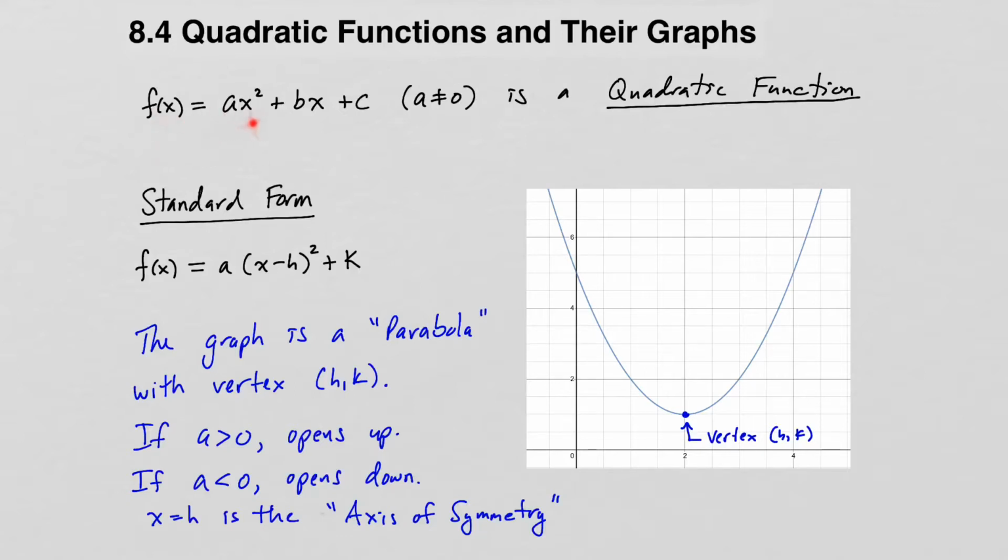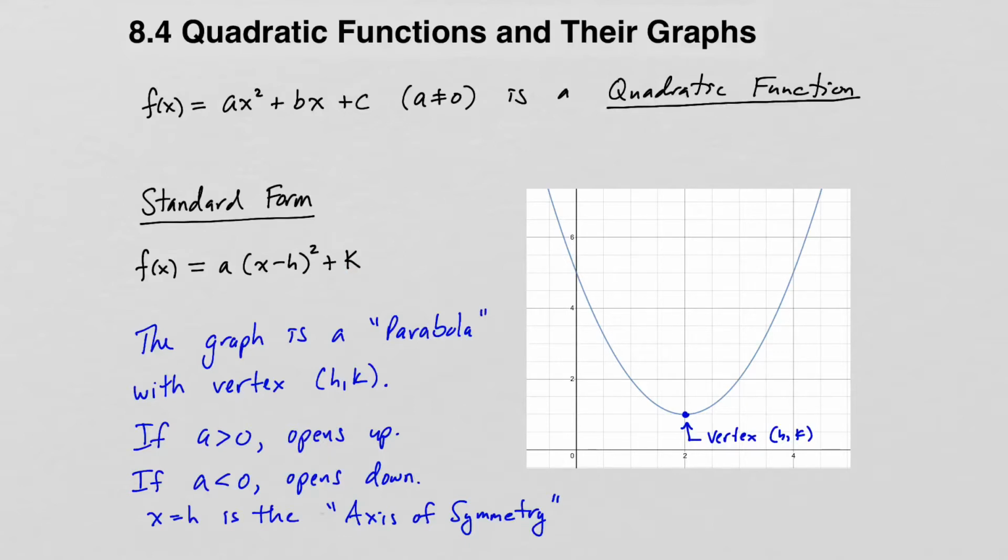Now, this quadratic function can be put into what is called standard form, and the standard form of a quadratic function looks a little bit different. It is this equation here: f of x equals a times the quantity x minus h to the second power plus k.